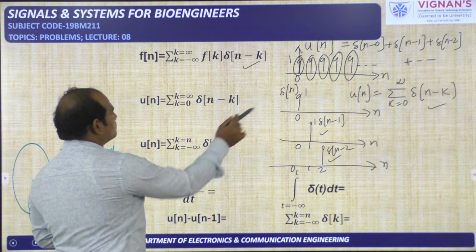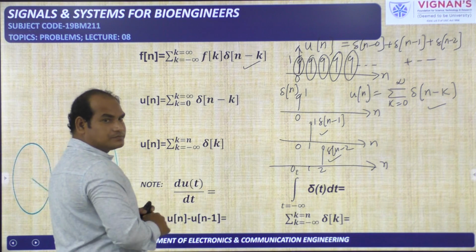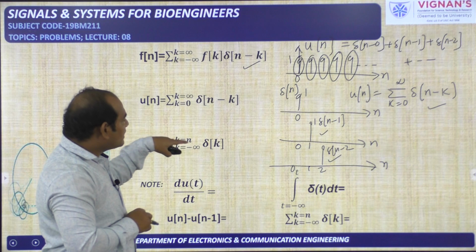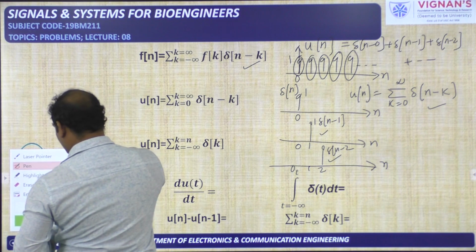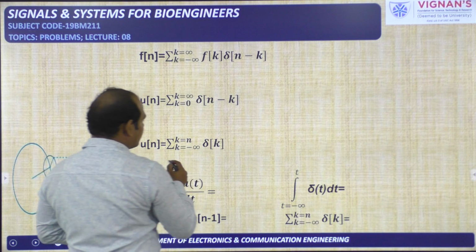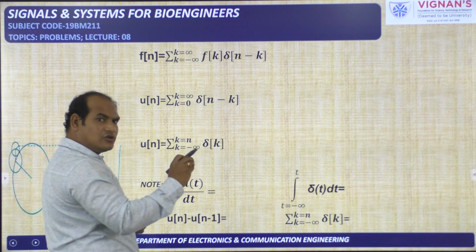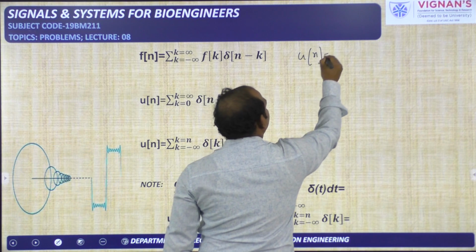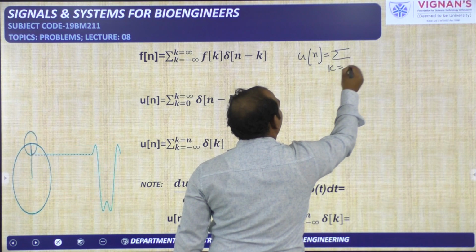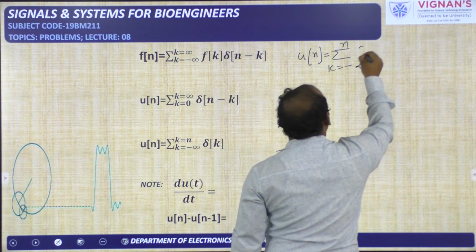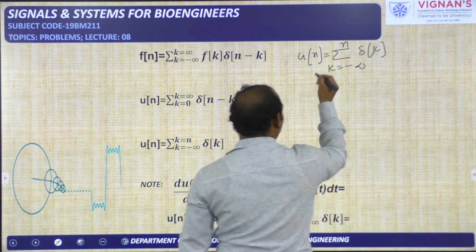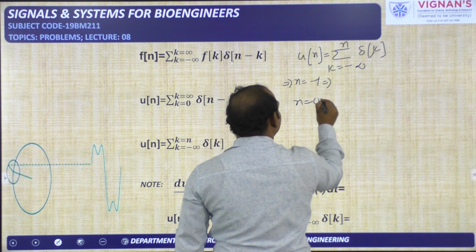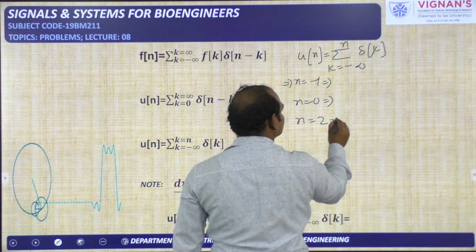Okay. Now again this is another form. U of n is equal to sigma k is from minus infinity to n del of k. Now you see this one. In order to check this, I am taking certain values of n. So I am writing here u of n is equal to sigma k is from minus infinity to n del of k. You check some values. N negative I am taking, n is 0 I am taking, n positive also I am taking. So 3 cases I am taking.